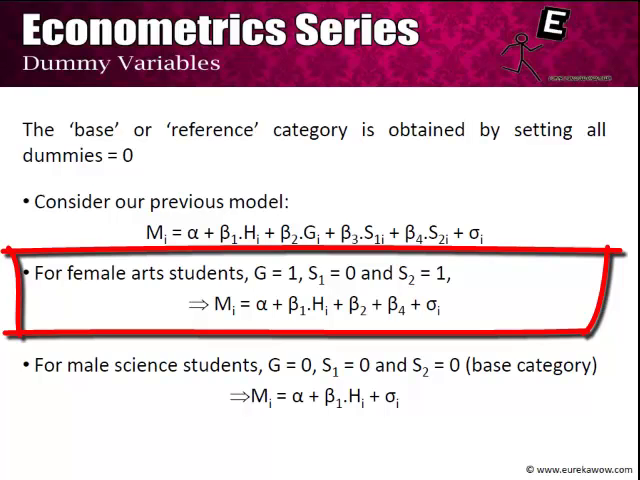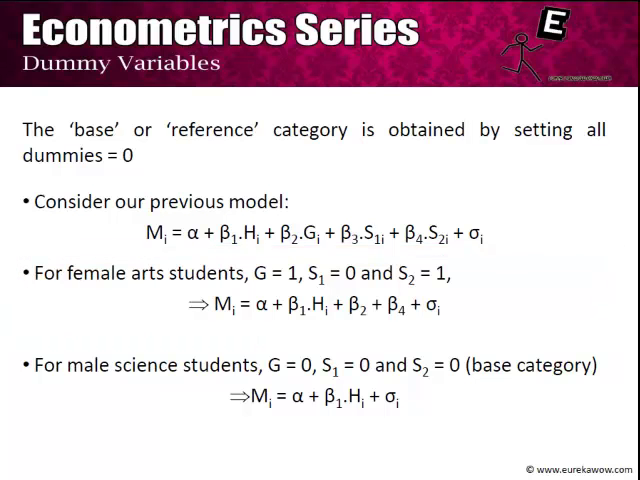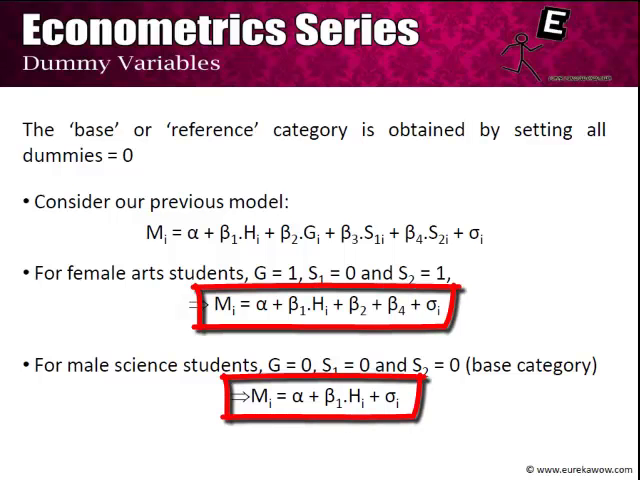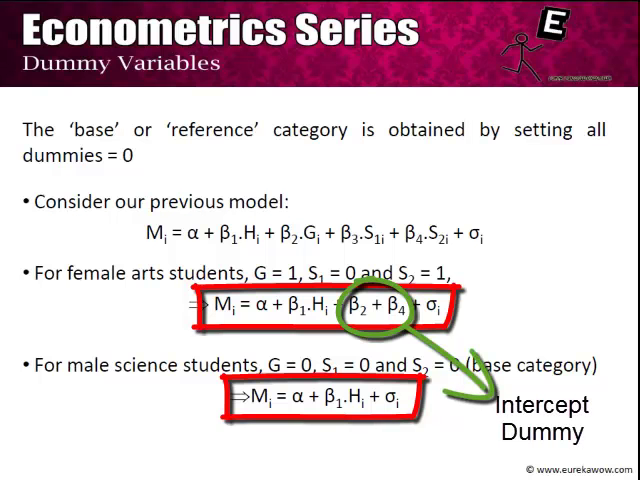Hence the model becomes Mi equal to alpha plus beta 1 Hi plus beta 2 plus beta 4 plus sigma i. Note, and we will refer to this again in the subsequent slides, that between the equation for female arts students and male science students, which is the base category, we see that there is a difference of beta 2 plus beta 4, which is uniform no matter what the level of hours of study is. Hence, beta 2 plus beta 4 is a difference in the intercept of the two regression equations, and hence this is also called an intercept dummy.